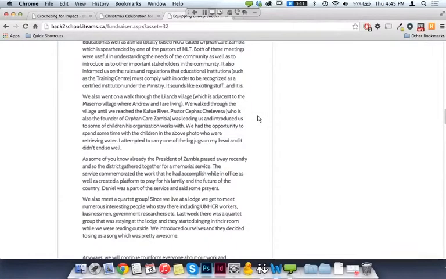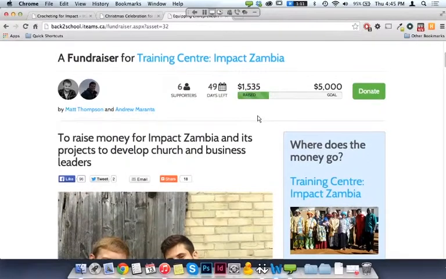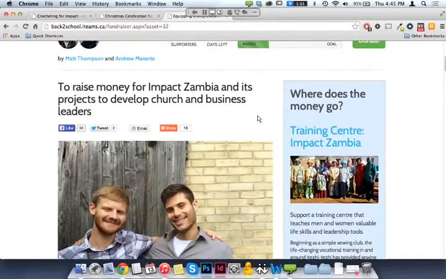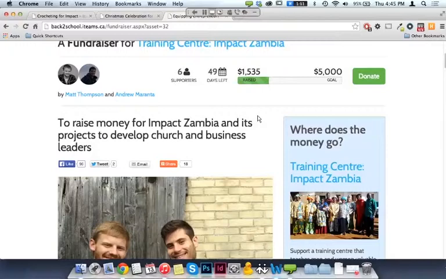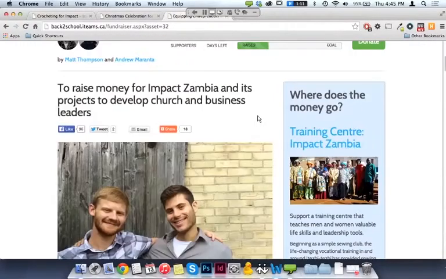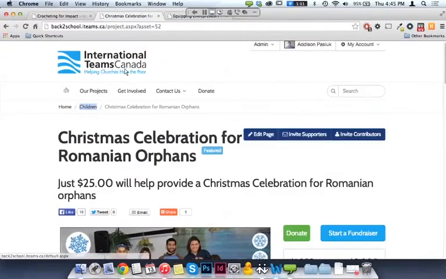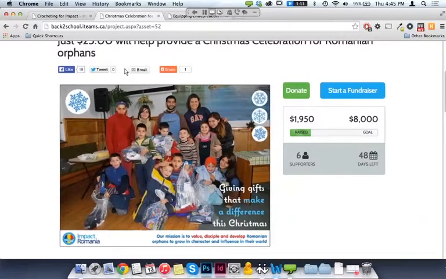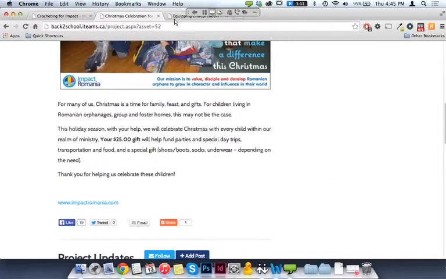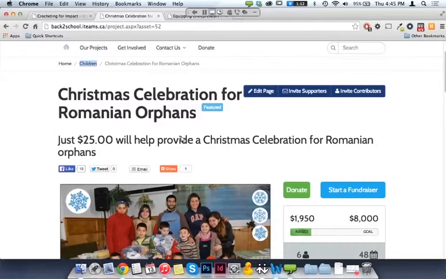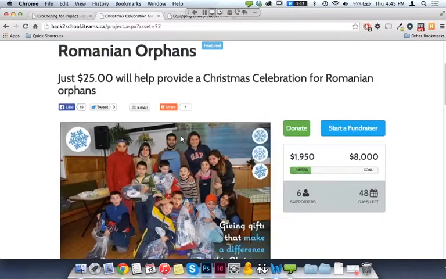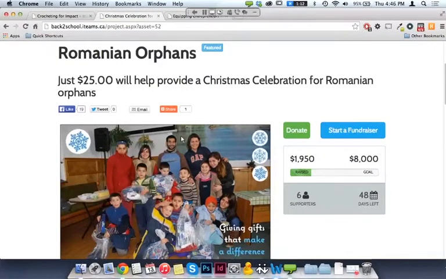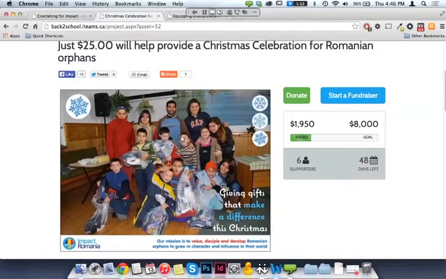And our fourth one, I've kind of touched on it already, is tell a story. Part of the reason why these guys got so much traction is that they're telling a good story. Part of the reason why this one that Neil put together, the Christmas celebration for Romanian orphans, works is the pictures and all the text is very brief, but it tells a story. These are clearly children who are orphans who have things that they need, and this cause wants to make a difference for them.